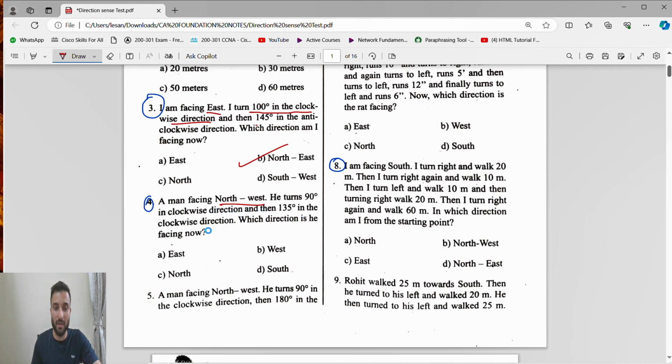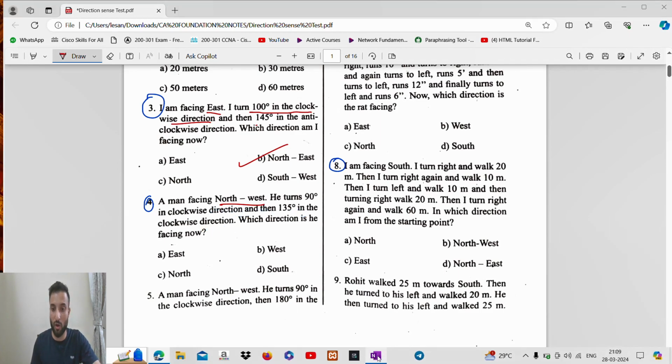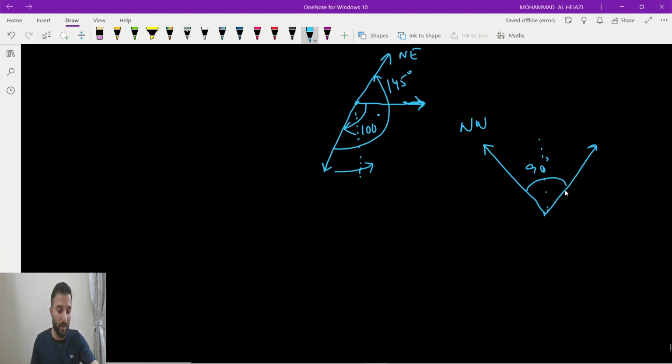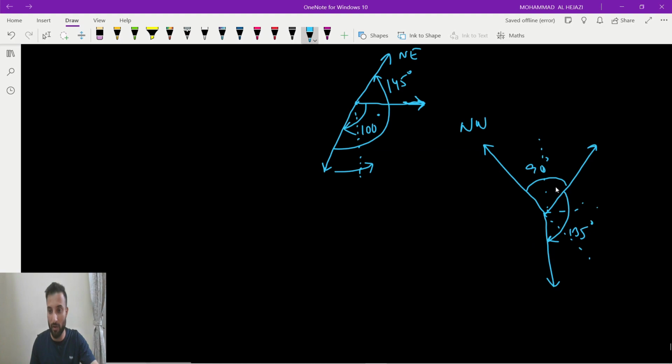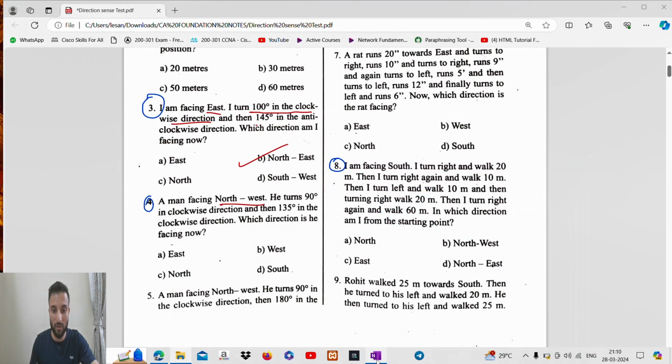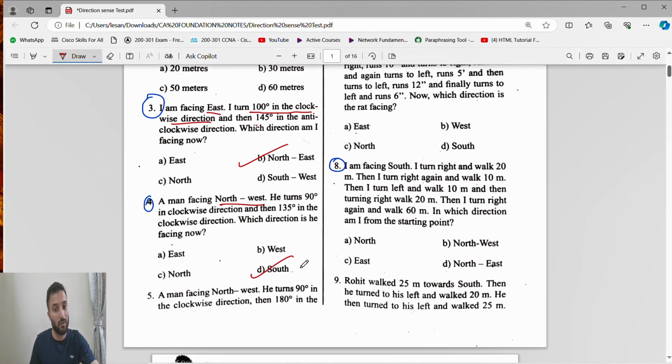And then 135 degree in clockwise. Again 135 degree in clockwise. So from here 135 degree in clockwise direction. So clockwise means see 45. Again this 45, from here to here 45. Here to here 45 means 90 degree, and then again 45 is 135. Correct. So this is a 135 degree, because see, from here to here 45, here 90, here 135. So which direction is he facing? He is facing towards south direction.